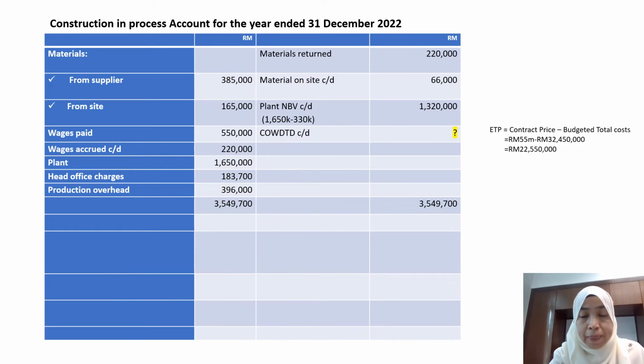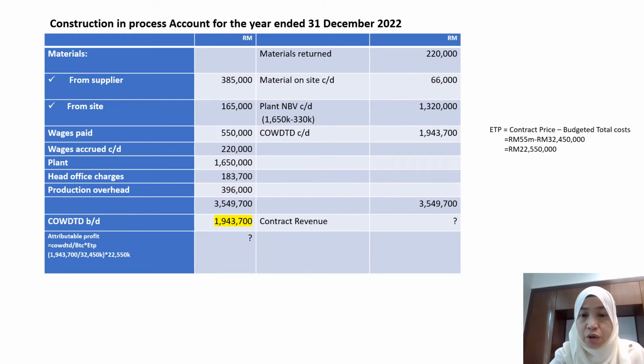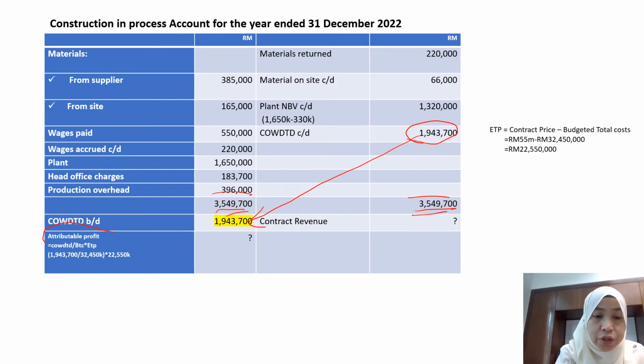Okay, now we proceed. Total is 3,549,700 ringgit, and then you minus these 3 items. In this case, material return, balance of material at the end of the year, and net book value for plant. Then you will get cost of work done to date, in this case 1,943,700 ringgit. This balance you bring down to the second stage. Remember, I mentioned just now you have a second stage. At the second stage you will record attributable profit.